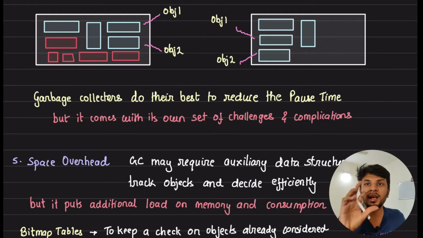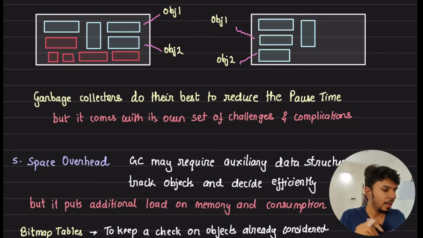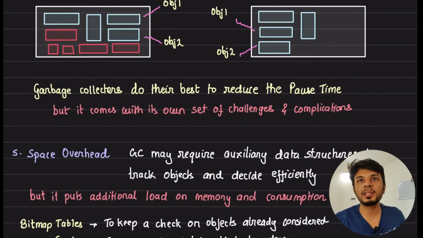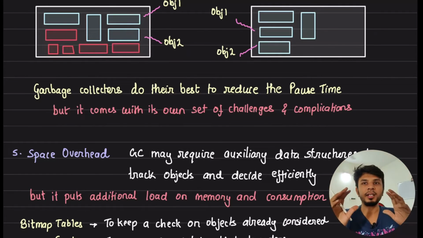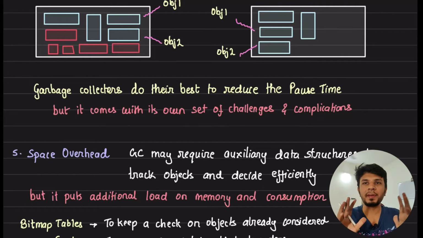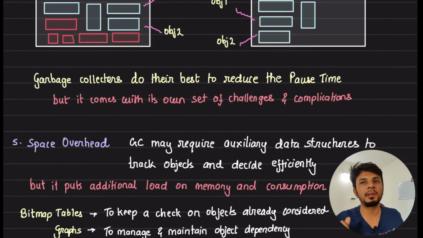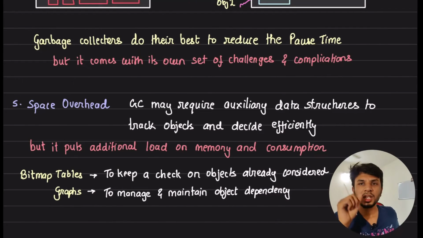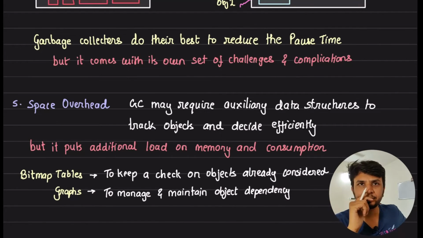So many things are affected by this, right? But you would always try to optimize your workload such that your program does not get impacted very much. So you'll tune a lot of parameters to ensure that your GC pauses are at minimal. The fifth point is space overhead.